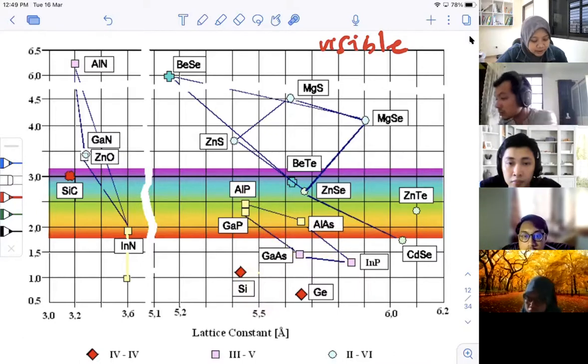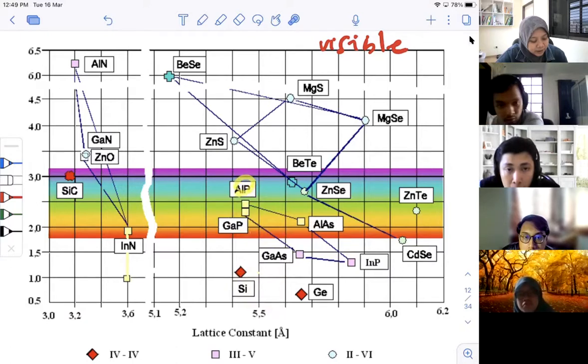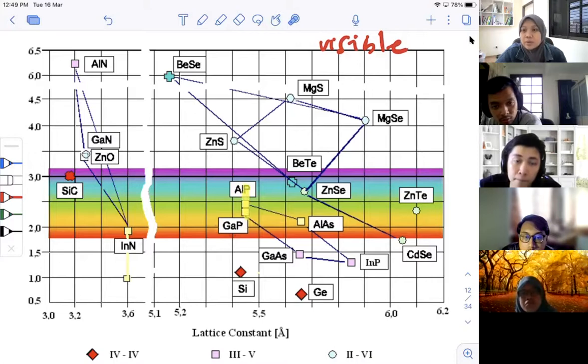For example, we can have aluminium gallium phosphide. This is gallium phosphide, right? And aluminium phosphide. You put an element of gallium, and it can be aluminium gallium phosphide. You can play with how much of the gallium that you put. The band gap is in between these two. And this is called band gap engineering.